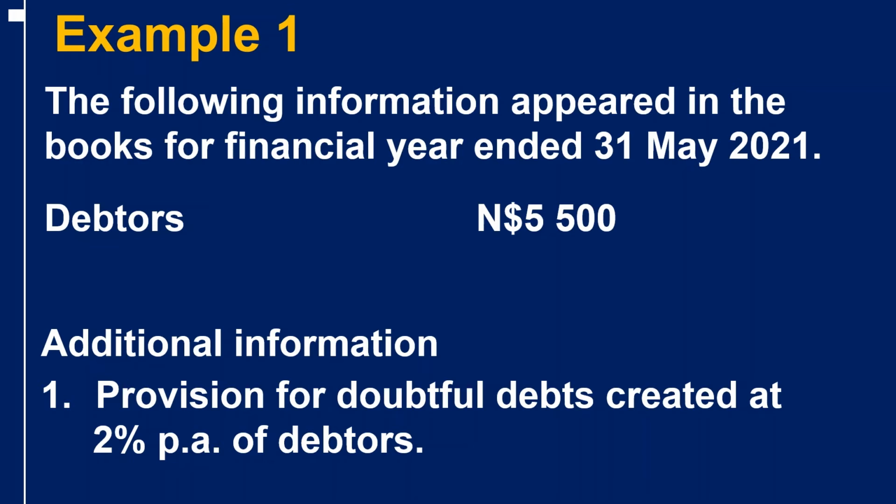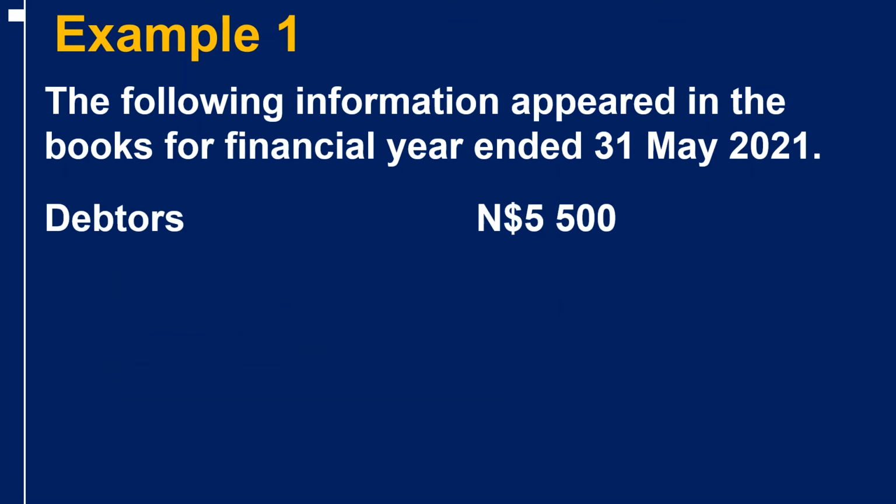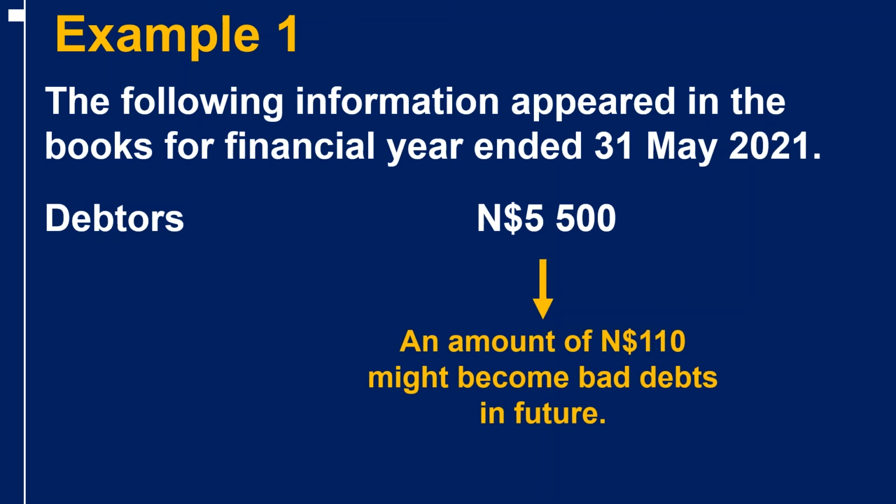The provision for doubtful debts account is created by first taking the amount owed by the debtors, which is 5,500 Namibian dollars, and multiplying by the 2% over 100. The provision for doubtful debts will then be 110 Namibian dollars. The business anticipates that 110 Namibian dollars from the current amount owed by debtors might be bad in future.